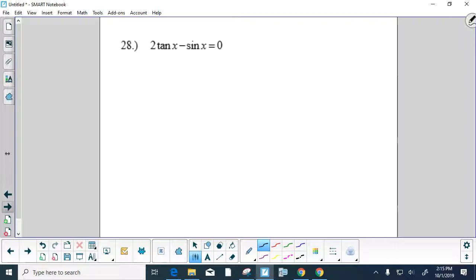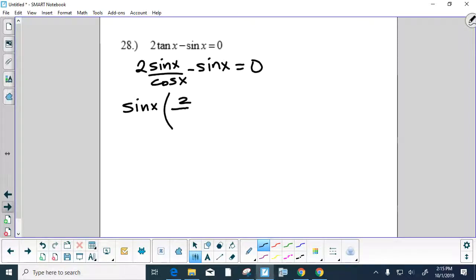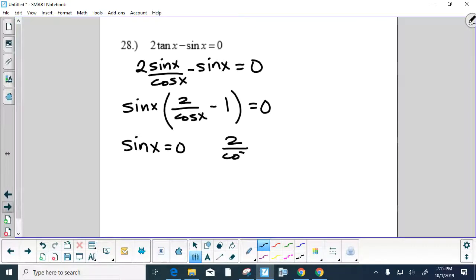2 tangent x minus sine x. I'm going to change the tangent. So this is going to be 2 sine x over cosine x minus sine x equals 0. Now, you can factor out a sine x here if you like. Would you like to do that, or would you like to find a common denominator? Doesn't matter here. So I get a sine x out, and I'm left with 2 over cosine x minus 1 equals 0. So I'm going to say sine x equals 0, or 2 over cosine x minus 1 equals 0.